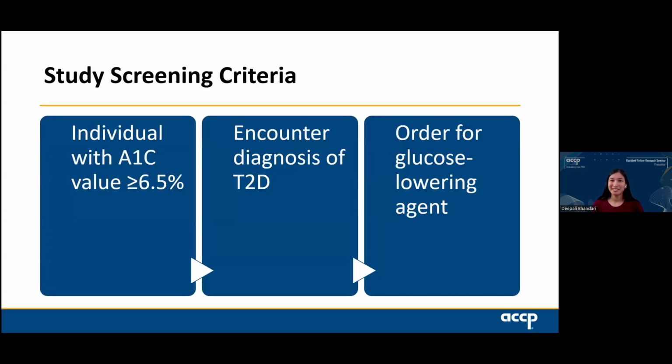To follow the study screening, what I said was inclusion criteria, but there's a step method to it as well. First we looked at individuals with an A1C value of at least 6.5%. Then from that group of individuals, we moved forward trying to identify, is there a type 2 diabetes diagnosis attached to any of the encounters? And then from there, we looked for an active order for glucose lowering agents.